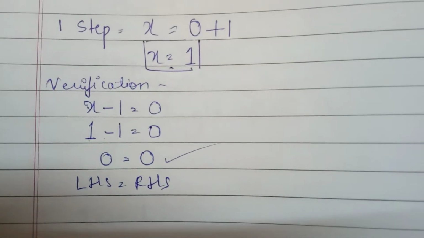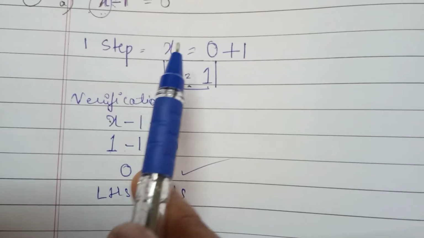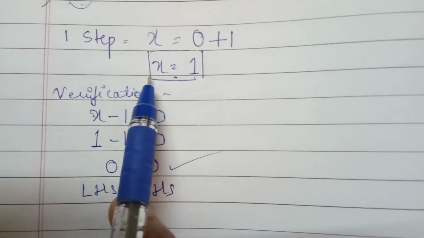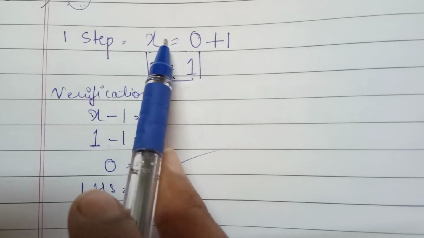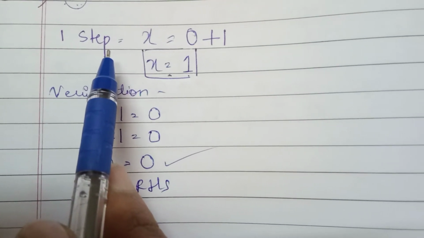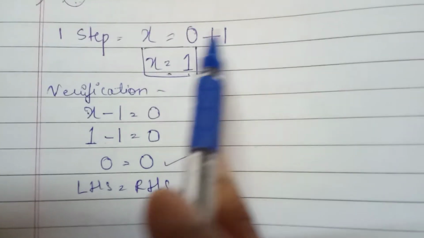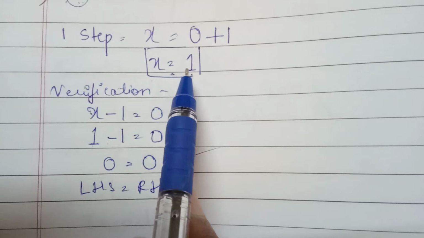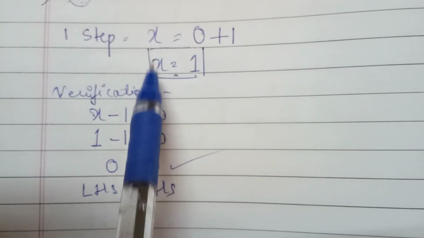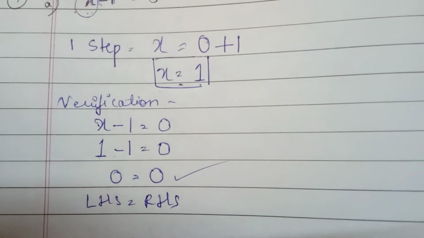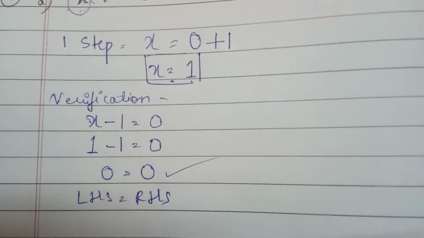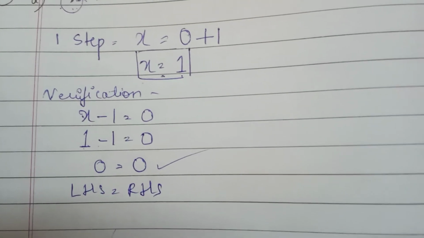So this is how you solve the equation. You need to bring out the variable. They have said you need to separate the variable from the equation. So this is the variable. I separated the variable from the equation and solved it. So I got x is equal to 1. You need to put x is equal to 1 in the equation and check whether LHS is equal to RHS. So let's solve one more sum.